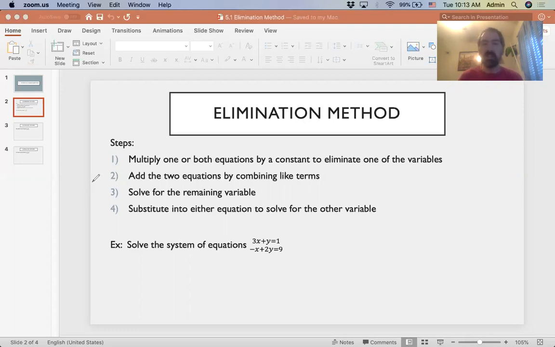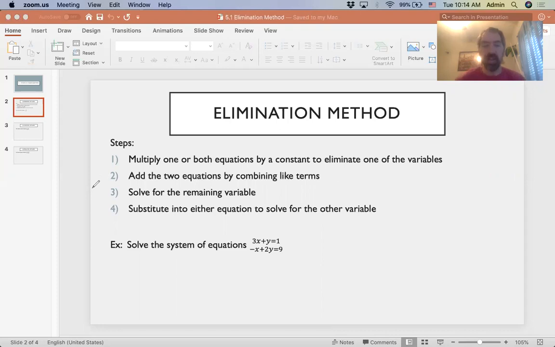All right, looking at the steps of the elimination method. Step one, you're going to start out by multiplying one or both equations by a constant in order to eliminate one of the variables. And then step two, once you've eliminated either x or y, you can then add the two equations by combining like terms. And when you add, that's going to cancel out the x or the y, leaving you an equation of only one variable. So step three, and this step goes back to just the regular substitution method: solve for the remaining variable. And then step four, substitute into either equation to solve for the other variable. So it's really steps one and two that are different from the substitution method.